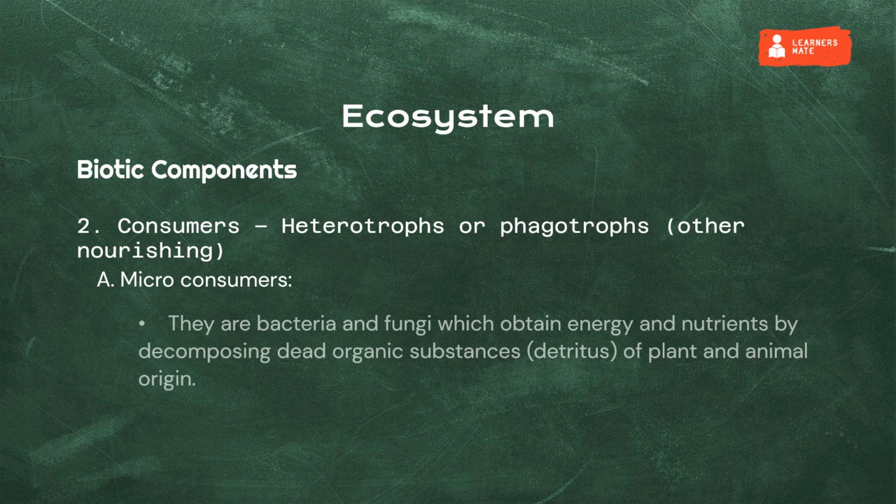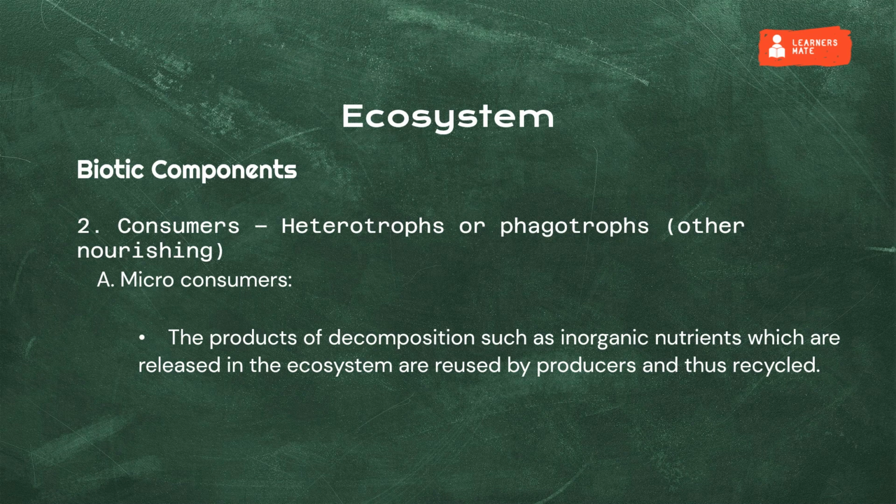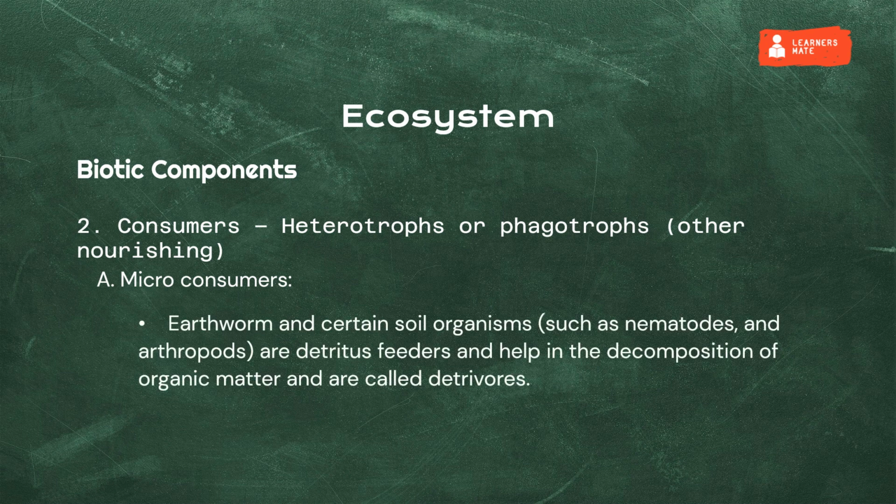Micro-consumers are the bacteria and fungi which obtain energy and nutrients by decomposing dead organic substances of plants or animal organs. The products of the decomposition, such as inorganic nutrients which are released in the ecosystem, are reused by producers, thus they recycle it. Earthworms and certain soil organisms such as nematodes and arthropods are detritus feeders which help to decompose organic matter and are called detritivores.